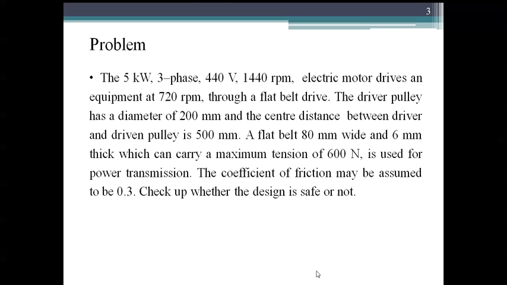Here everything is given. Power transmission is given and RPMs are given. We need to check whether the design is safe or not. How we will check: we need to find the stress developed in the belt.